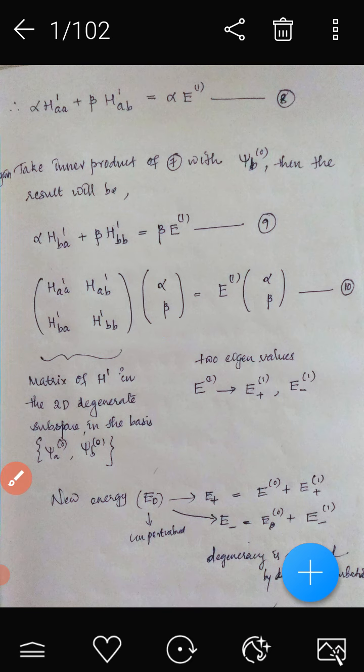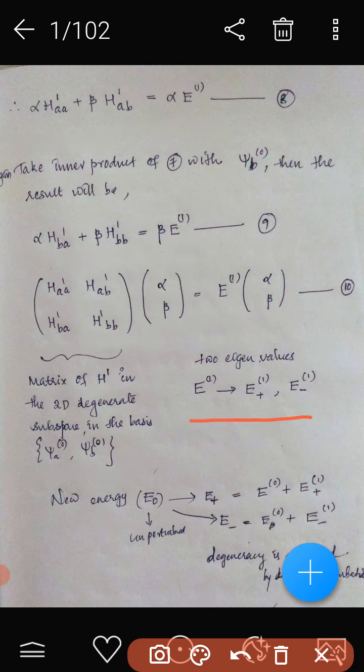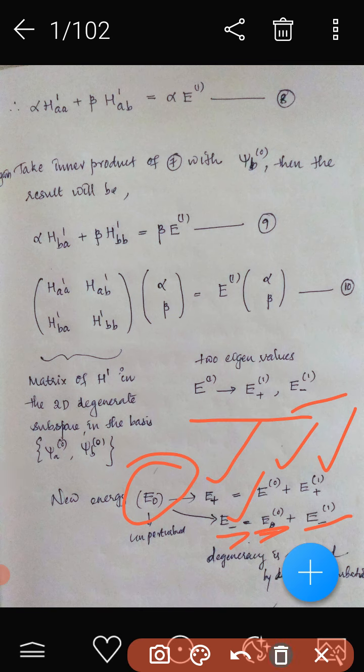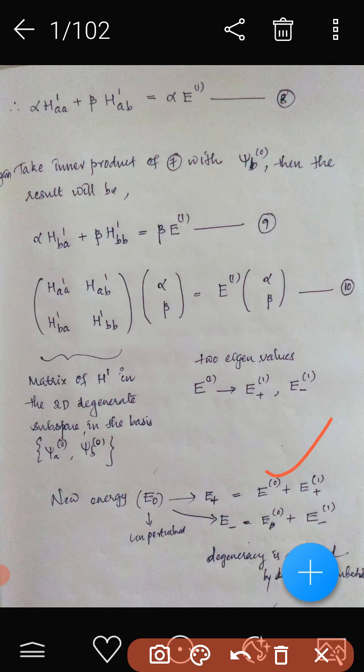Now here we can see two eigenvalues, that is E1 equal to E plus and E minus. This is our unperturbed energy, and our new energies are E plus and E minus. So E plus is E0 plus the correction E1 plus, and E minus is E0 plus the correction E1 minus. So the degeneracy is removed here; there is no longer the same energy value. By the perturbation, the degeneracy is removed.